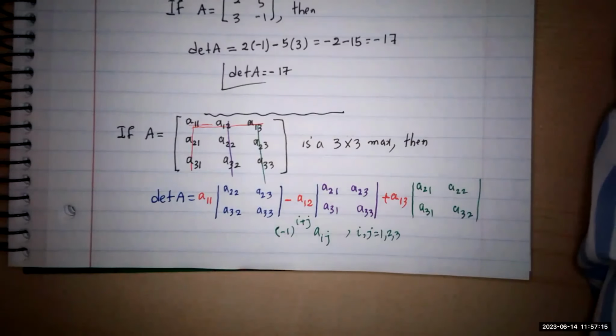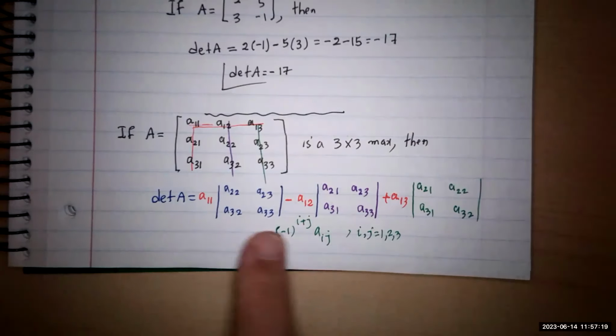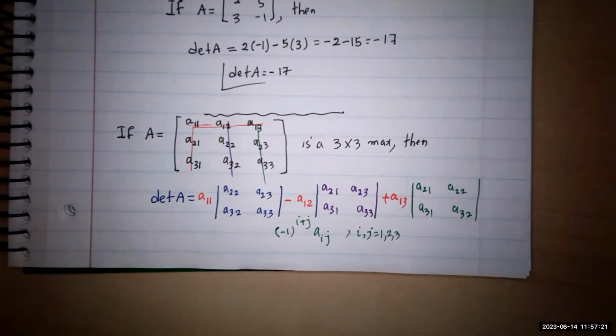Yes. If you use a straight line, we mean its determinant. A straight line means determinant. Instead of writing the word determinant, we just use this. Yeah, that's going to be the case.